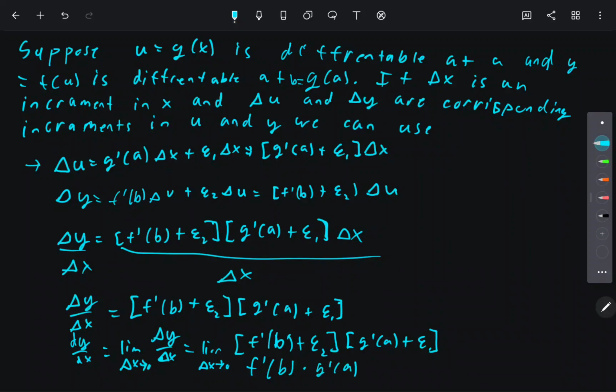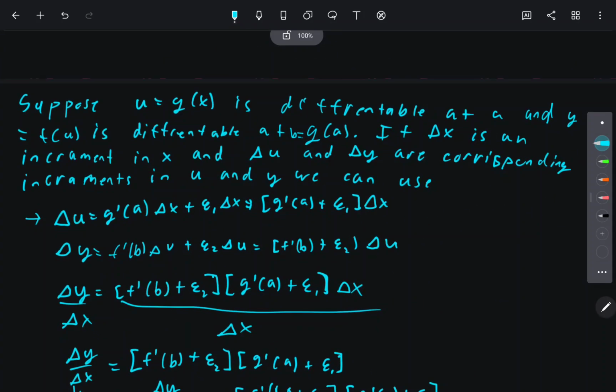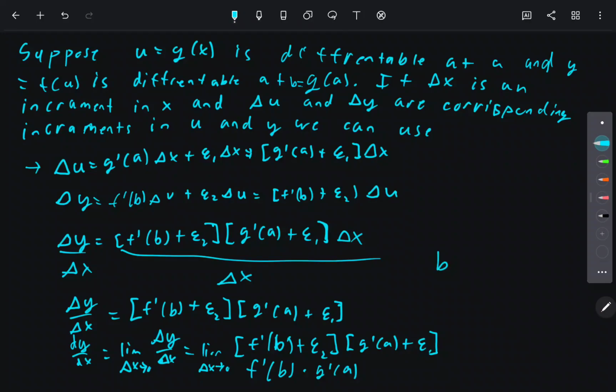What is f prime of b, you may ask? Well, b, as we've already stated, is g of a. So we get f prime of g of a times g prime of a. And that's our final answer.